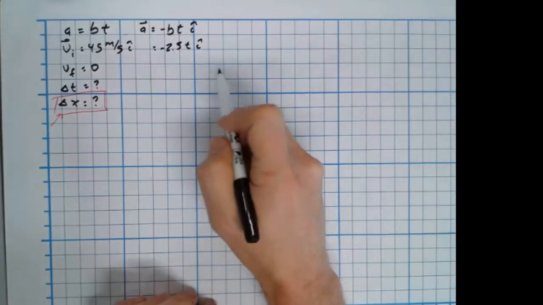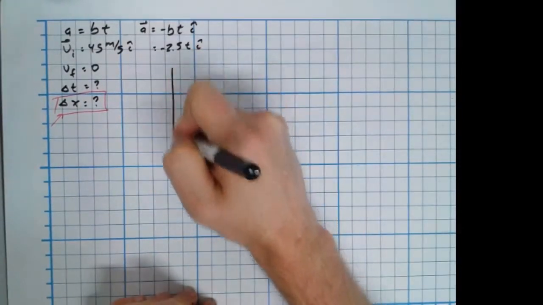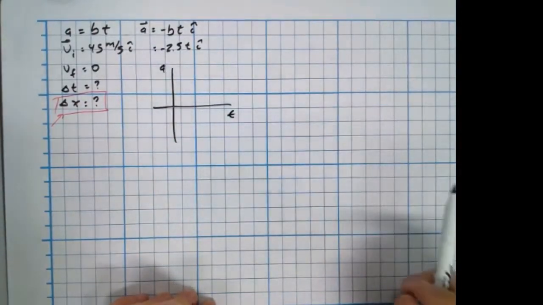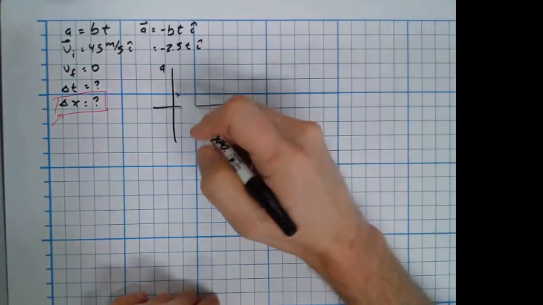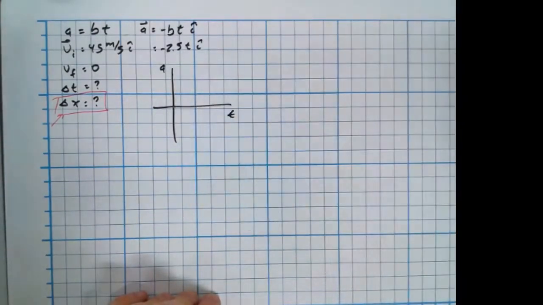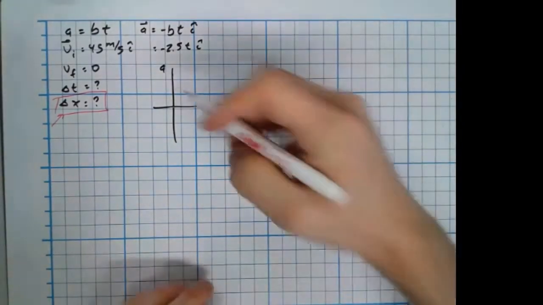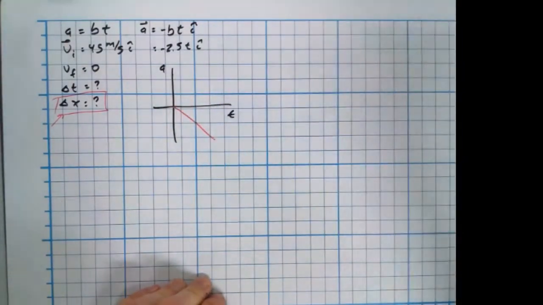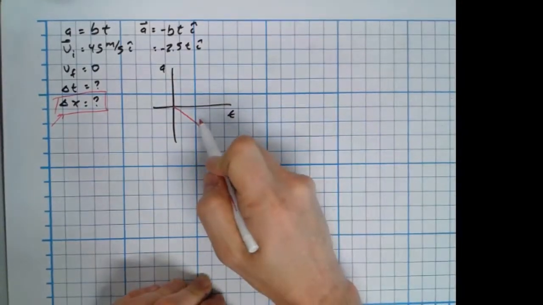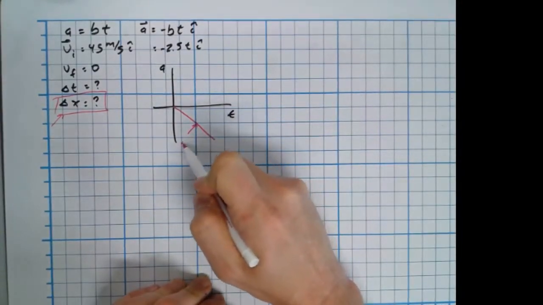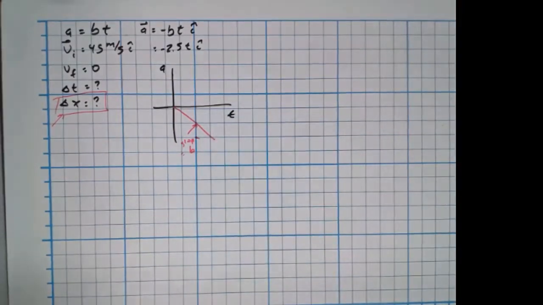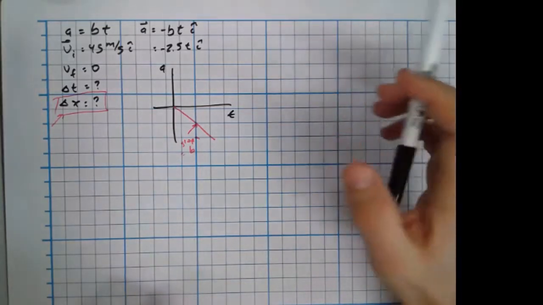So the acceleration graph is going to look like this, we've got a and t. The acceleration starts at 0 at time 0 and increases at a steady rate, where the slope of this is b. Slope equals b. So that's a not constant acceleration. Okay, what does that mean about the velocity graph?